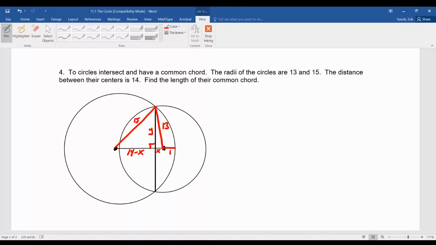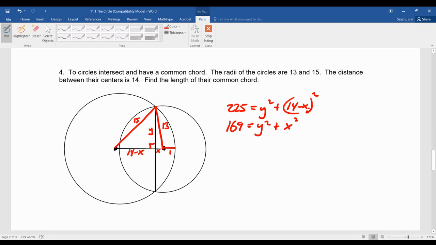Now, this problem here, we can set up. This is not the easiest thing. We can set up a little system. We got a little Pythagorean theorem, right? Look at the triangle on the left. The hypotenuse squared equals leg squared plus other leg squared. And then I have the same thing with this little tiny right triangle: 169 equals y squared plus x squared.